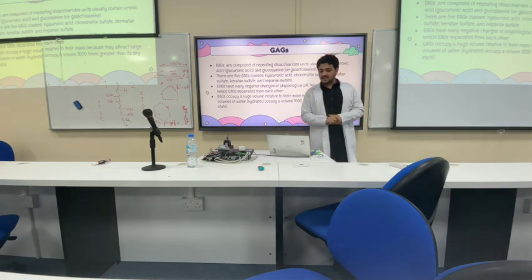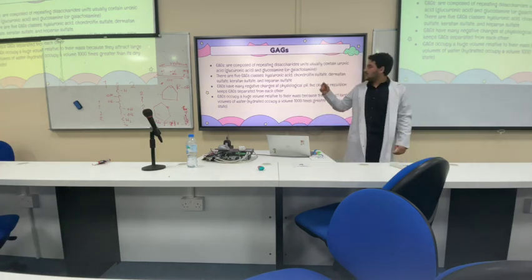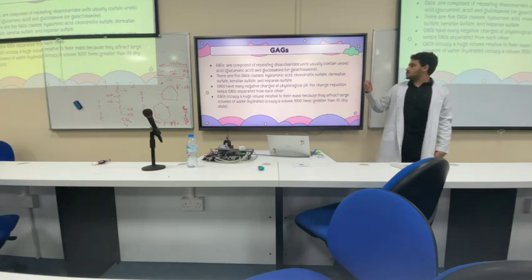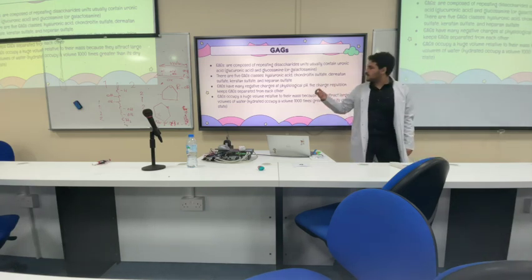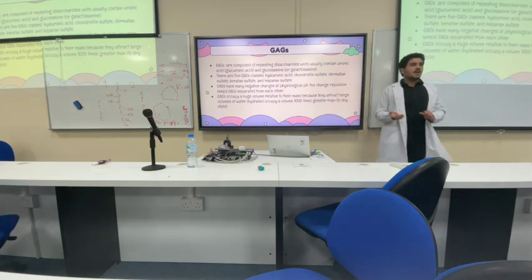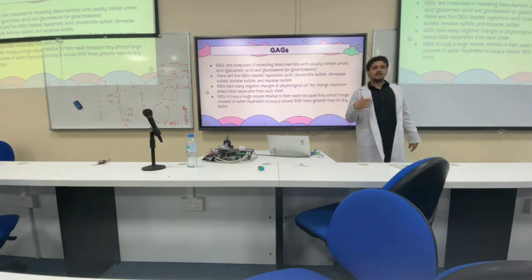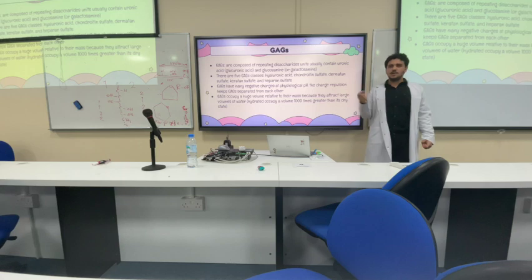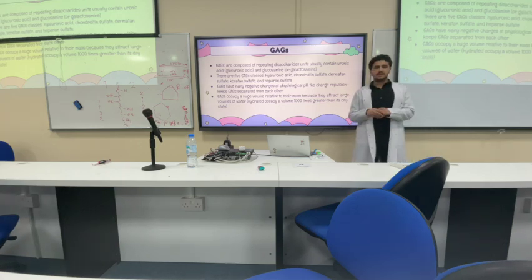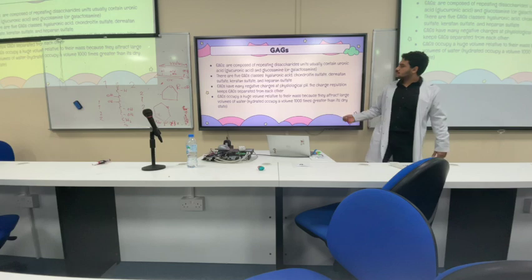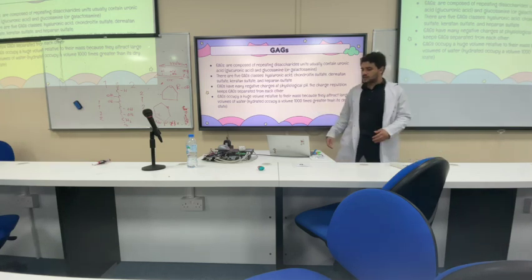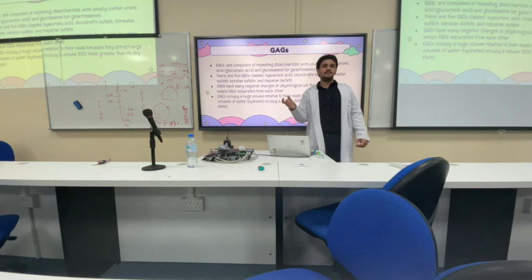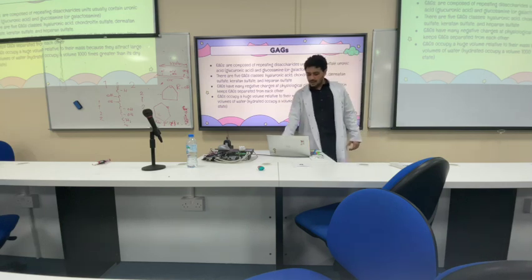There are five main classes of GAGs: hyaluronic acid, chondroitin sulfate, dermatan sulfate, keratan sulfate, and heparan sulfate. For us, they didn't mention it much, but for you it's important to know the different classes. They have similar functions but differ slightly. For example, dermatan is mostly found in the skin and helps with structure, and heparin helps in coagulation. And we have mentioned that they are negative at physiological pH.